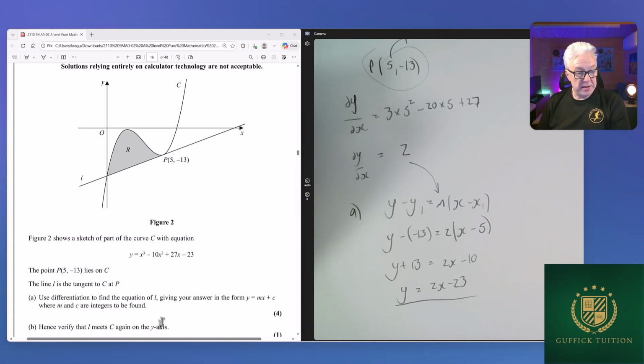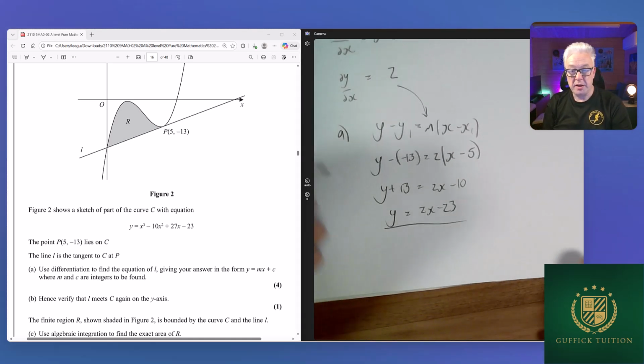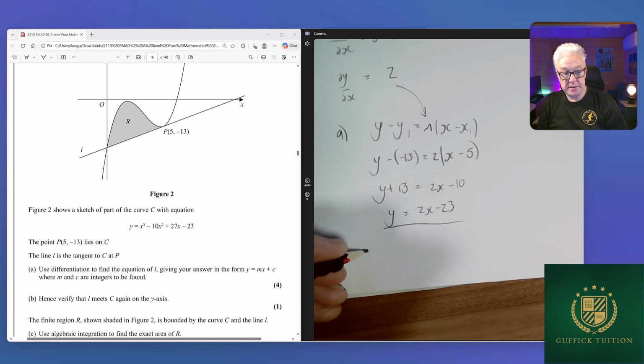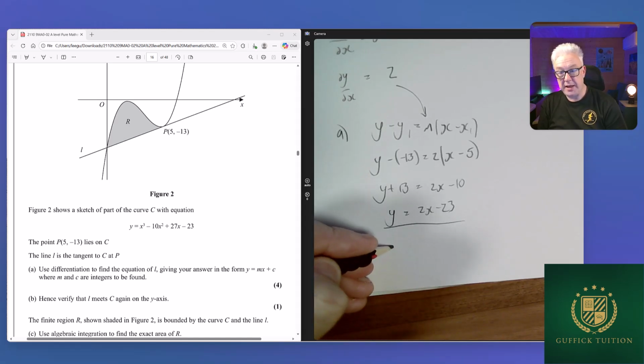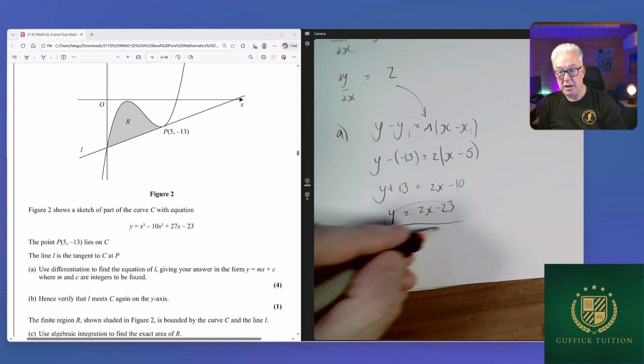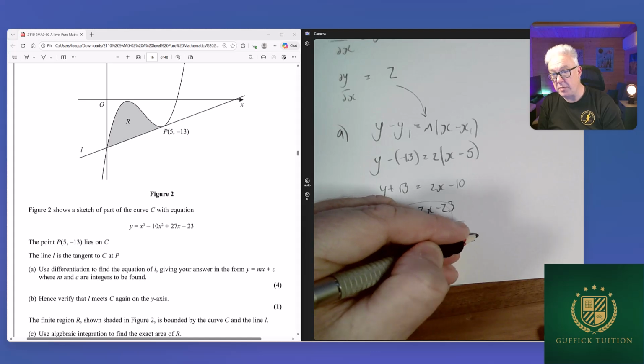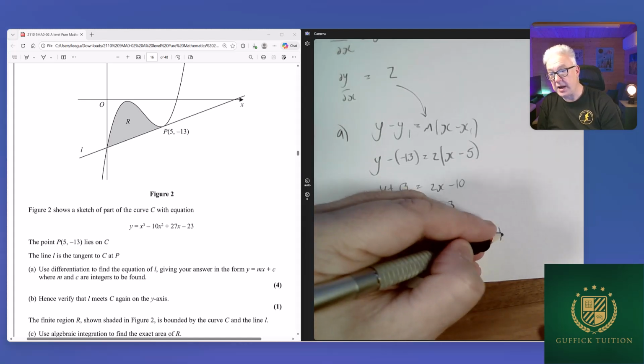Now, hence verify that the line L meets C again on the y-axis, 1 mark. Okay. So what can we say? Well, actually, it's only 1 mark, so there's probably not necessarily any further calculation required. At the y-axis, the thing to note is that x equals 0. Okay, so in this equation here, when x is equal to 0, the line is going to go through the point (0, -23). Okay, so that is the line.